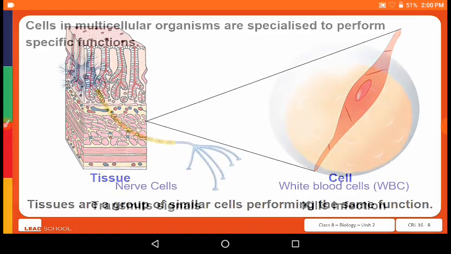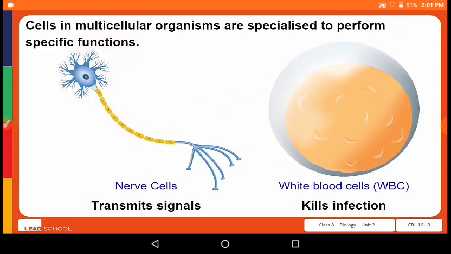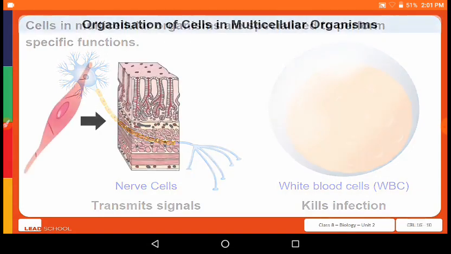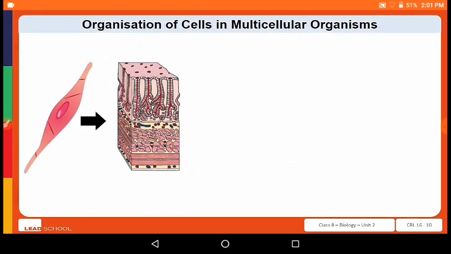For example, nerve cells are specialized to transmit signals, while the white blood cells present in blood are specialized to protect the body against infections. In summary, we saw how cells are organized in multicellular organisms. A group of similar cells work together to form tissues. Tissues perform a specific task.